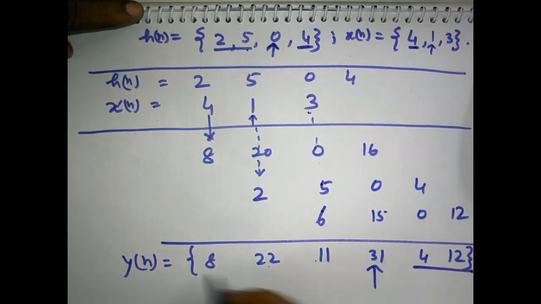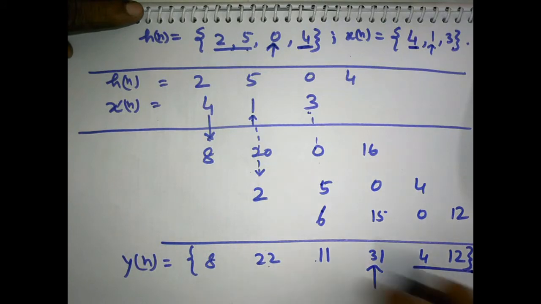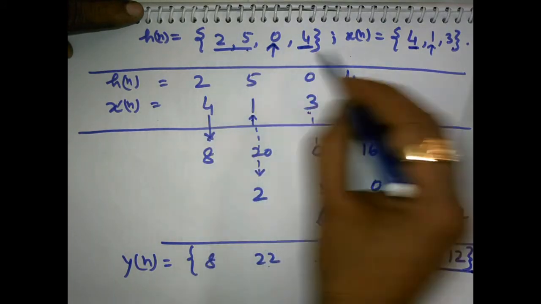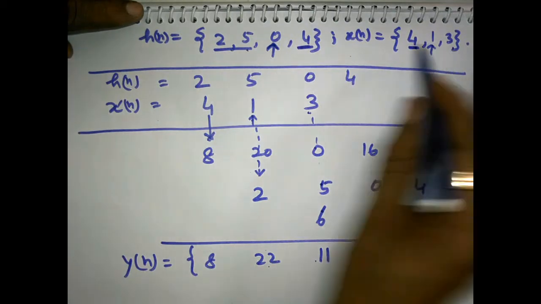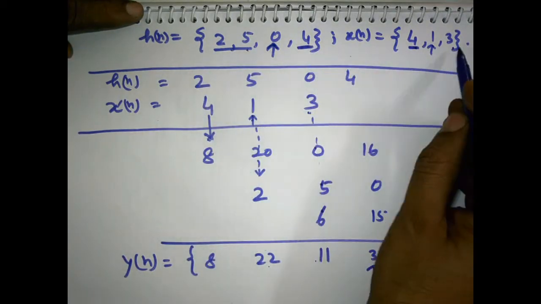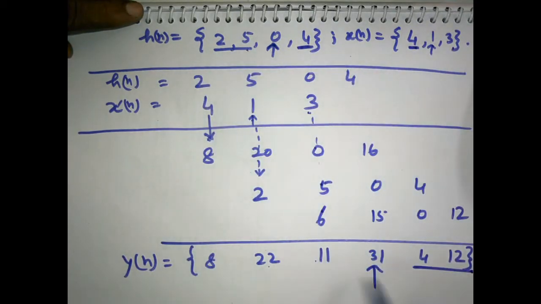Okay. What about the length of Yn? The length of Yn will be the length of Hn plus the length of Xn minus 1. So, this is 4, 7 and 6. So, it will be 6. This is 6 samples. Okay.